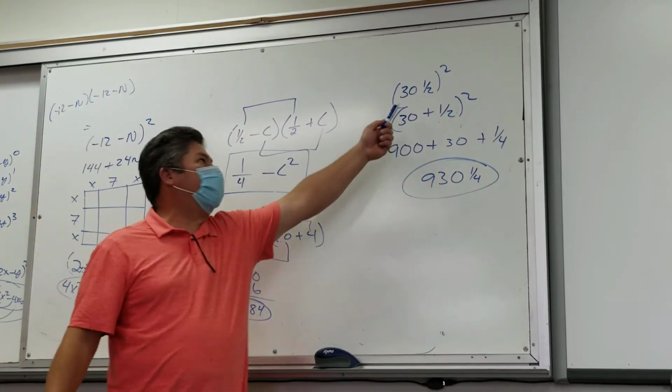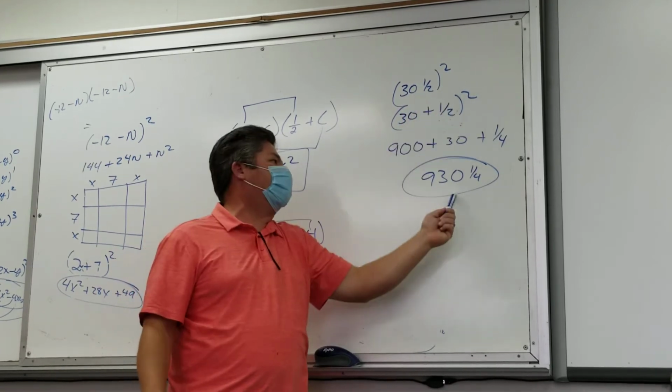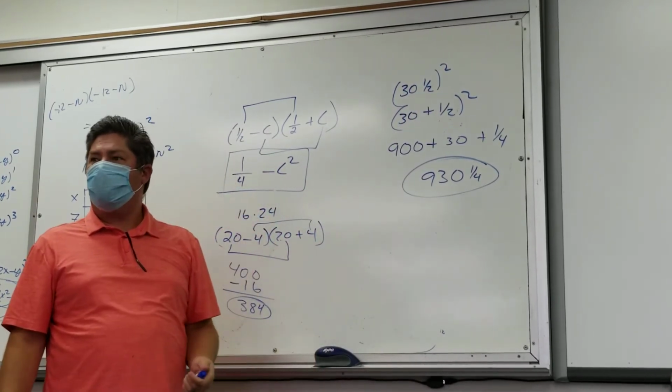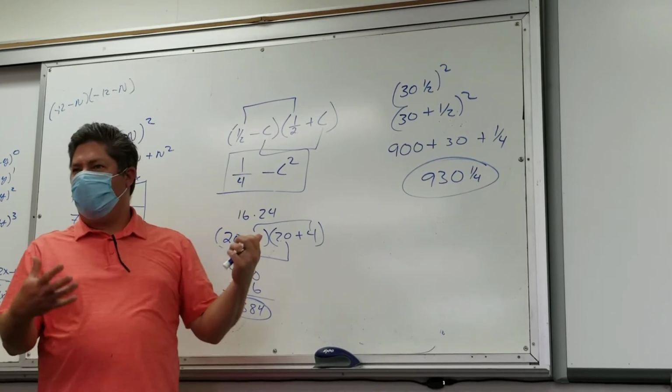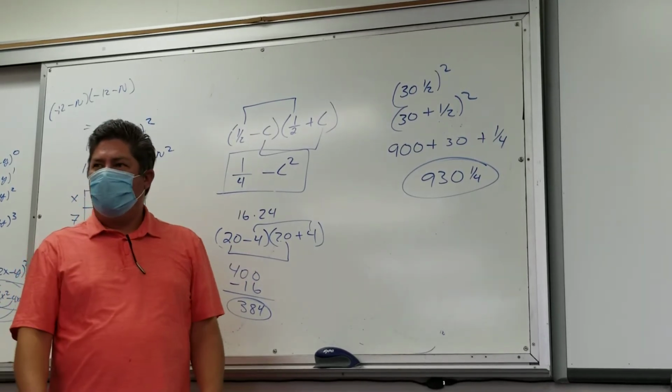Again, you can actually do it on your calculator. Do 30.5 squared and see if that's the answer. Should be. Kind of cool though, because you can make it easy without using the calculator.